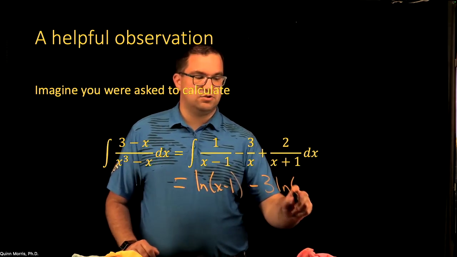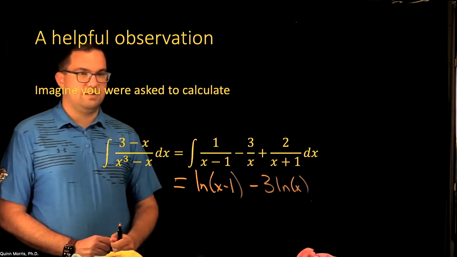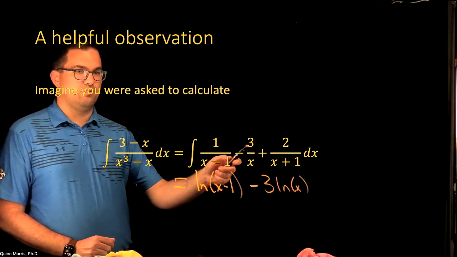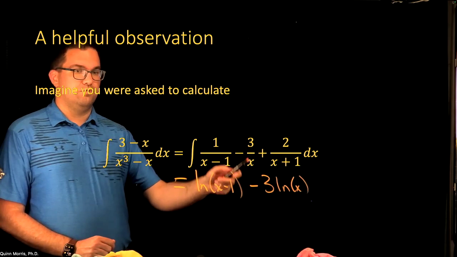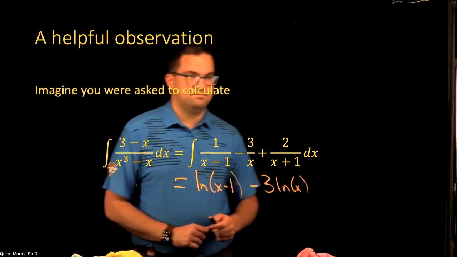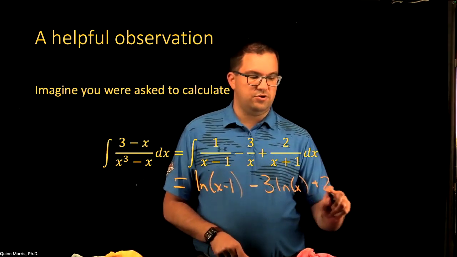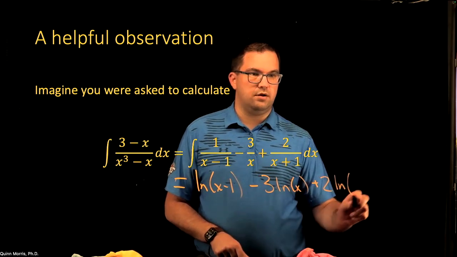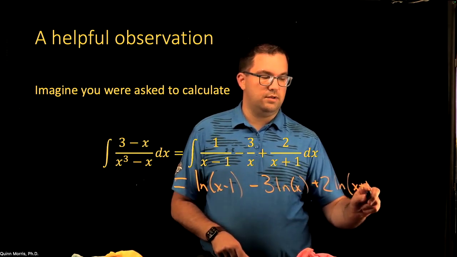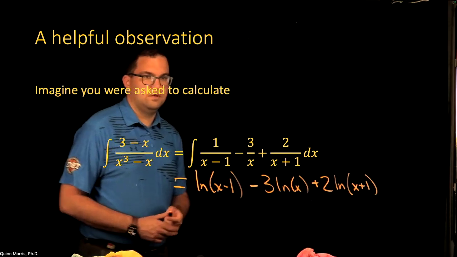minus the antiderivative of 3 over x, which is 3 times the natural log of x. Again, you can think about factoring that 3 out of the integral. The integral of 1 over x is natural log of x. And then I would end up with a 2 times the natural log of x plus 1.